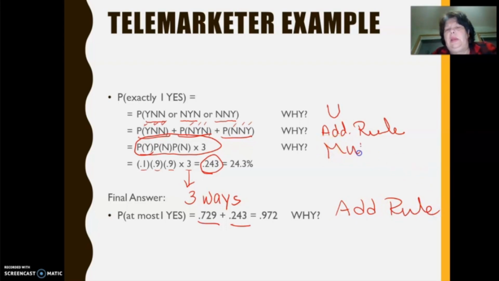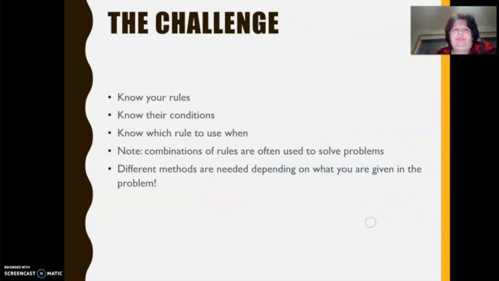Back here, we can throw in that we use the multiplication rule because we split them up into their individual probabilities. So we kind of use a little bit of everything there. So the challenge is to know your rules, know the conditions, know which rule to use when, and note that combinations of rules are often used to solve problems, and different methods are needed depending on what you are given in the problem. And this is the end of the section.